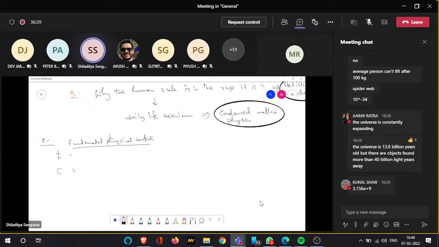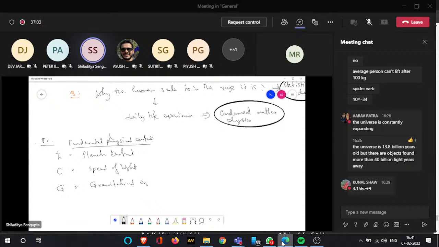So this is the reduced Planck constant, and this is the speed of light, and this is Newton's gravitational constant. Now the question is, what is the dimension of Planck's constant? Anyone? Joule second. It's a joule second.